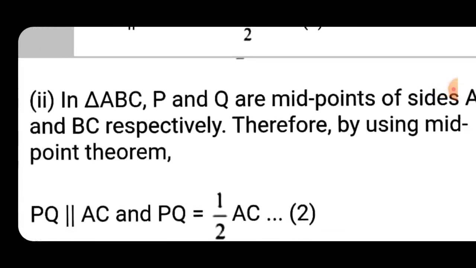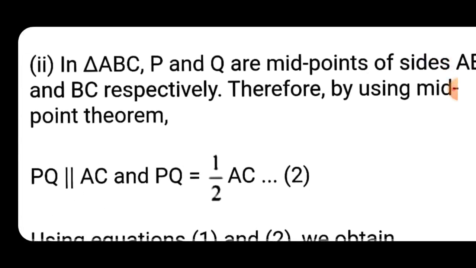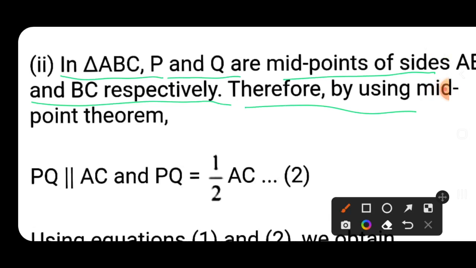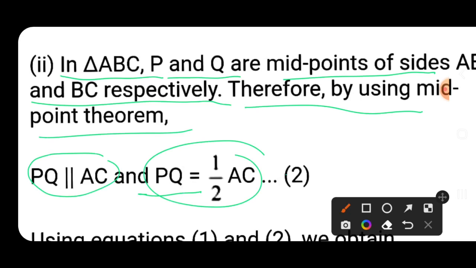Similarly, exactly the same in the second part. In triangle ABC, P and Q are the midpoints of the sides AB and BC respectively. Therefore, by using the midpoint theorem, we can write PQ parallel to AC and PQ is equal to half of AC. This is your second equation, right?